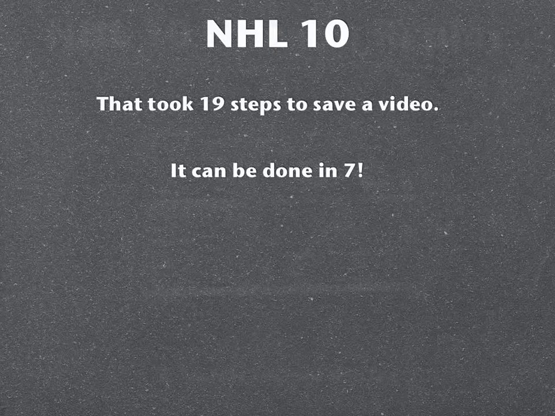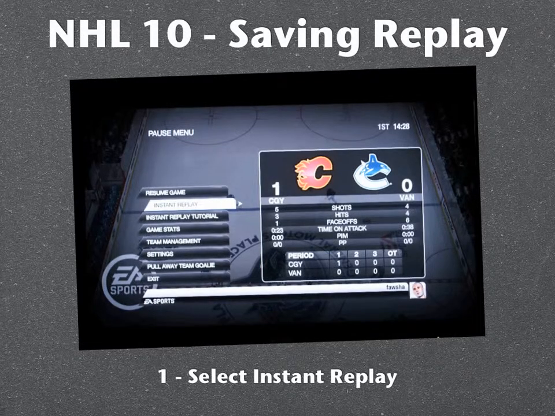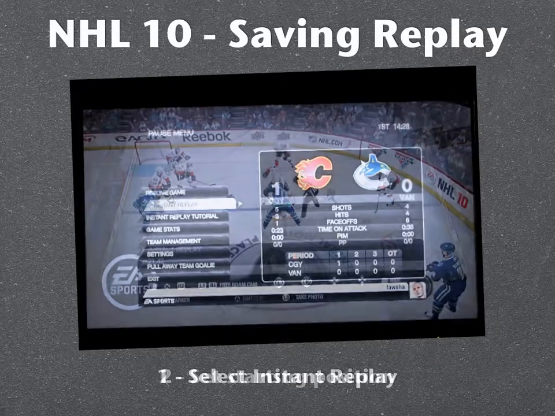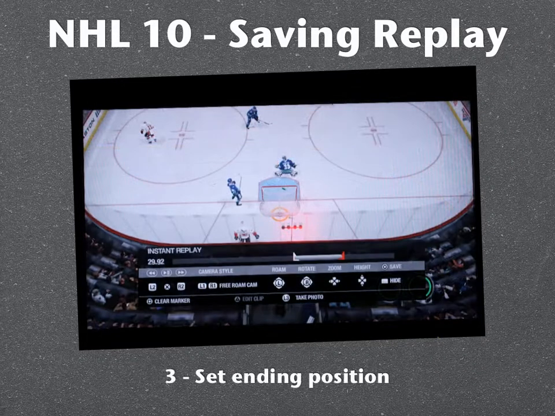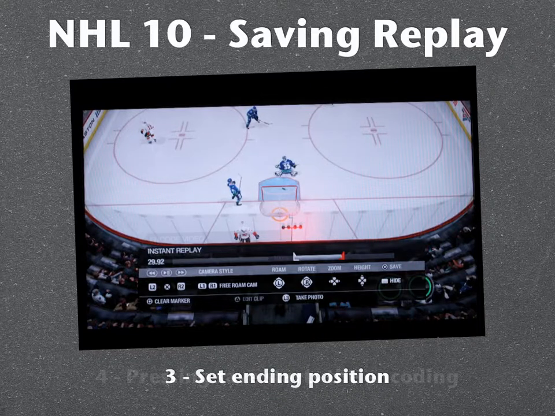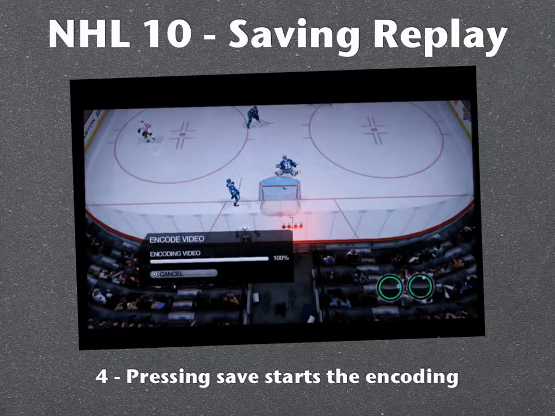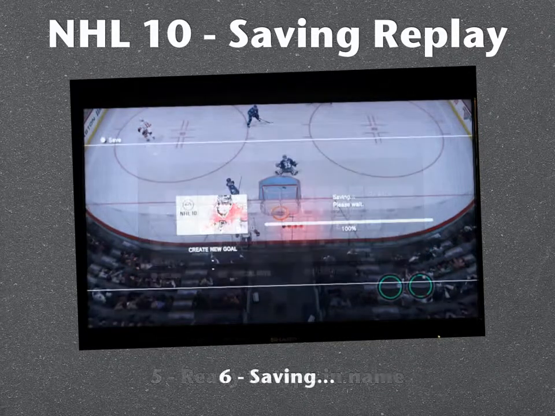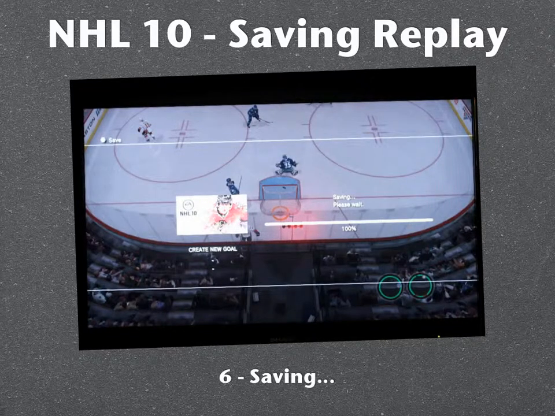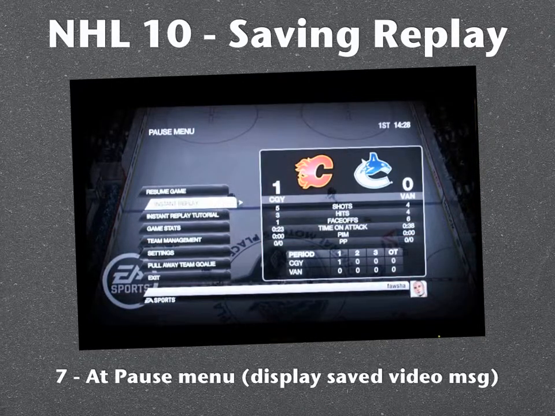Watch this. First, select the instant replay. Now set your starting position, ending position, and then when you press save, the encoding begins. Once that's completed, you can start typing in the name. It saves it, and now we're back to the menu.